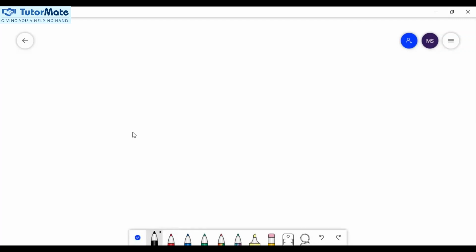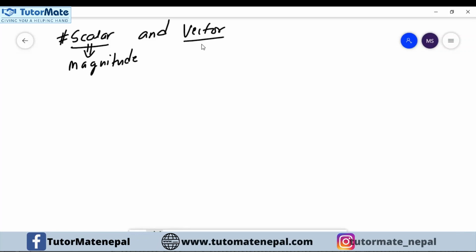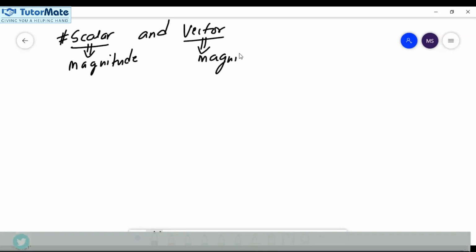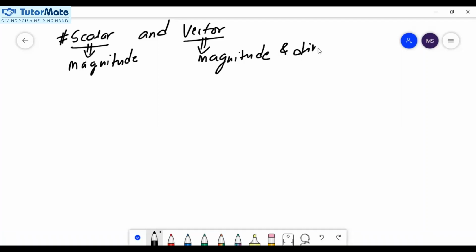Okay, so today's topic is scalar and vector. Once again, scalar and vector. So this scalar has only magnitude, whereas this vector has magnitude and direction.